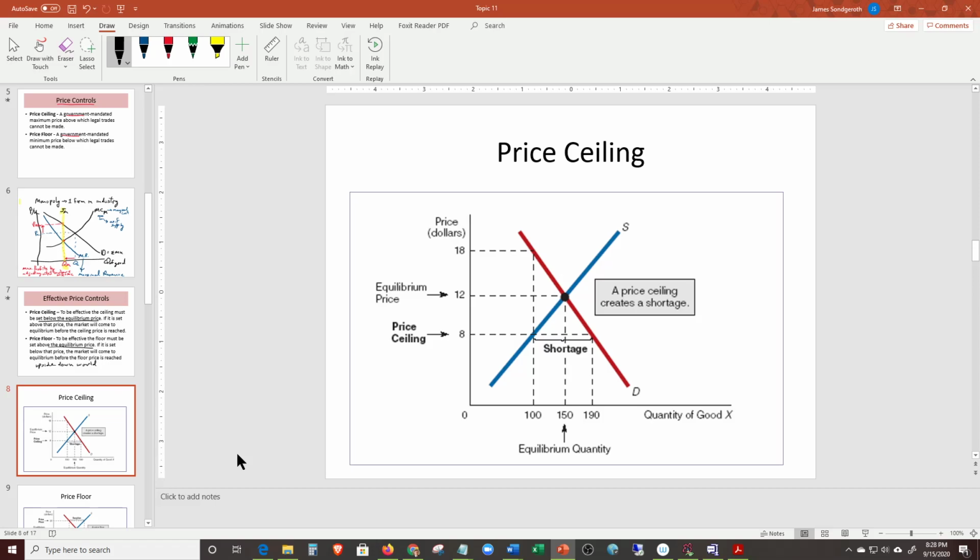So here is a price ceiling, and basically the government says it's against the law to charge more than $8 for good X, okay? And so suppliers are only willing to supply 100. Consumers want to buy 190. There's a big shortage, but suppliers are in control here. They'll only produce 100. That's it. Okay, so we have a shortage, and it'll persist as long as this price ceiling is in existence.